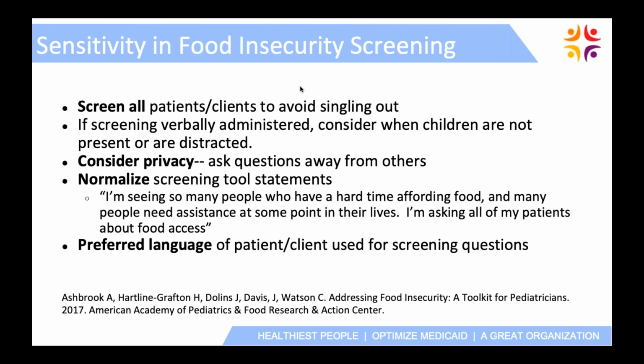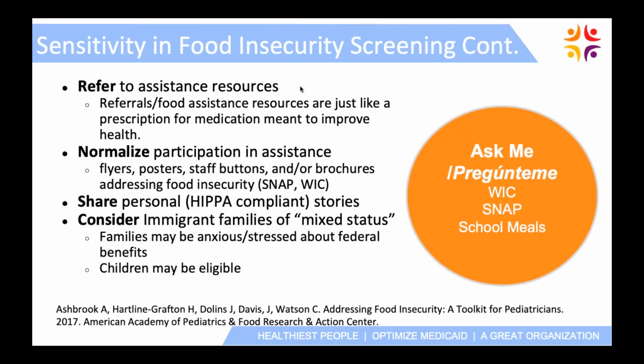Also, you should always be using your patient or client's preferred language for those screening questions. The screenings that we'll be talking about have been validated both in English and in Spanish. I recommend looking out for other tools that have been validated in different languages if you have a different population than those two. But at least it's a starting point, even if you can't find those resources. Some other tips: make sure at the end of the screening, if you identify somebody as having food insecurity, they should get referred to some kind of assistance resource.